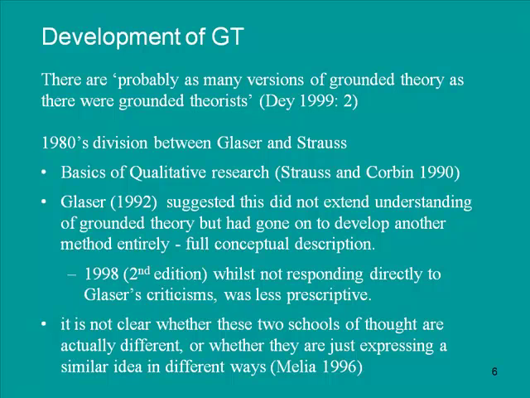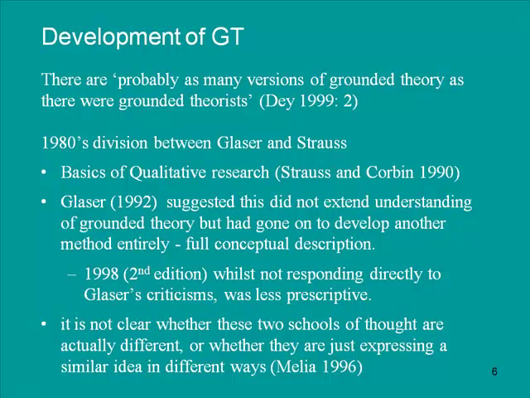But in Glaser's book, Emergence and Forcing, he really criticised particularly the analytical techniques and the procedures that were in Strauss and Corbin's book, and goes as far as to say that they're torturing the data to get some meaning out of it. So he's really going into the real intricacies of the data to torture it to find something. He says you can torture anything and get meaning out of it. So it's quite a forceful argument between this pair. So Glaser in 92 suggested that Strauss and Corbin don't extend any understanding of grounded theory, and go on to develop a completely new methodology, which Glaser called full conceptual description rather than grounded theory.